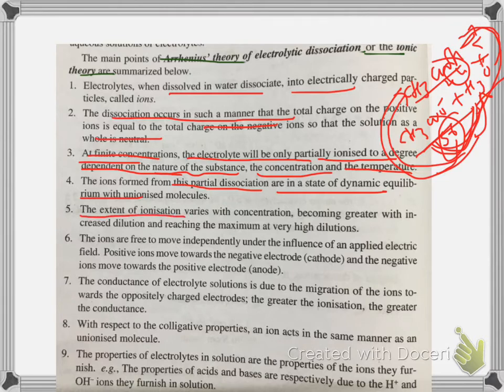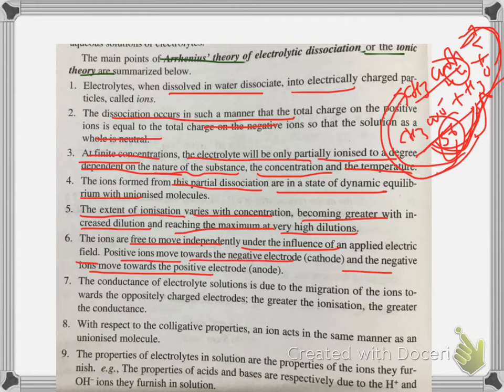Fifth one, the extent of ionization varies with concentration, becoming greater with increased dilution and reaching a maximum at very high dilution. When concentration decreases, or in other words when dilution increases, more and more molecules undergo dissociation and reach a maximum value at high dilutions. The ions are free to move independently under the influence of an applied electric field. Positive ions move towards the negative electrode and negative ions move towards the positive electrode.